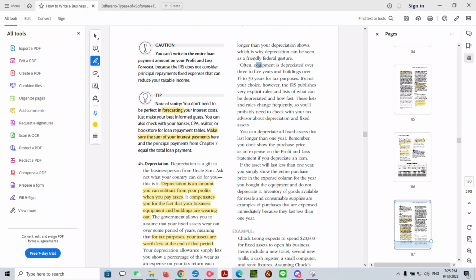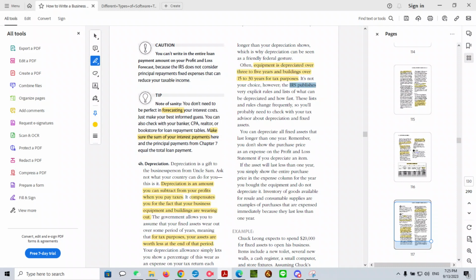Now, here are some examples. Office equipment is depreciated over 3 to 5 years, and buildings over 15 to 30 years for tax purposes. How much you can depreciate in the first year may not be the same as the second and the third. Do you understand? The idea is that in each of those 3 to 5 years you can depreciate a certain amount. Buildings also: if you own a building, you can depreciate that over a number of years as well.